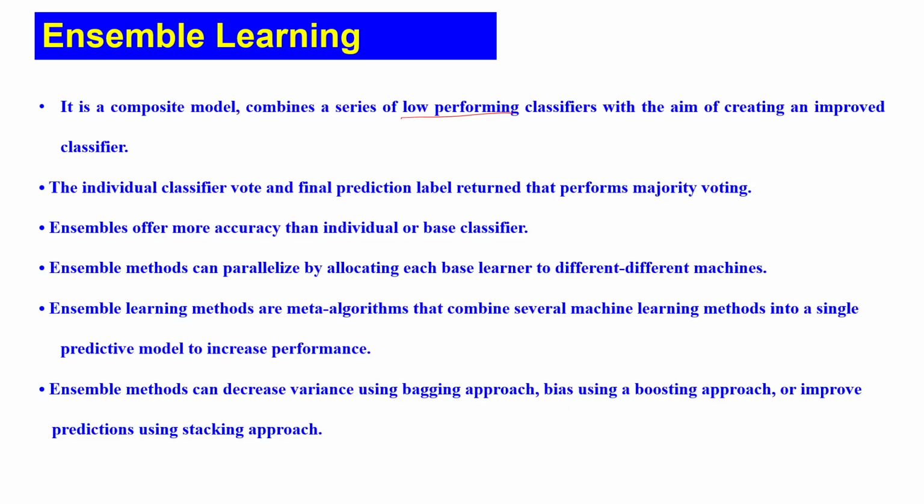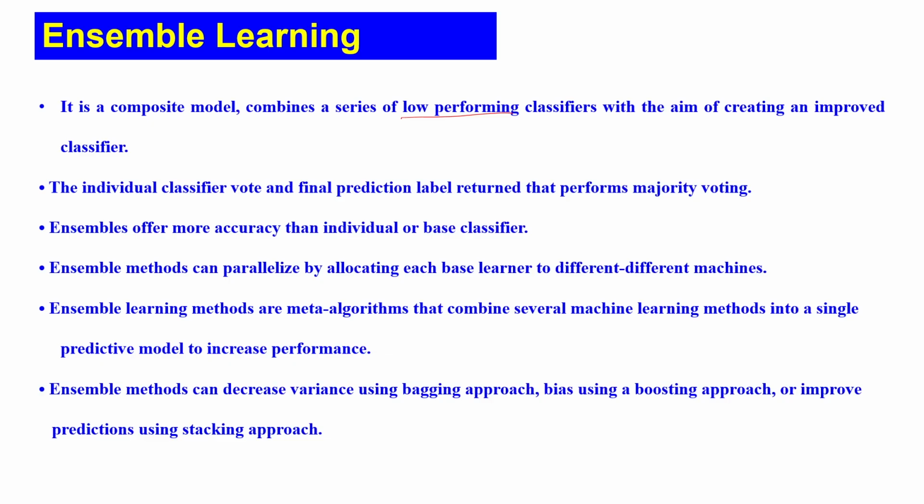In case of homogeneous learning, you simply take the average, very easy, but in case of heterogeneous learning, you have to use a weighted average. That is why the weight factor comes into the picture. You put more importance on some models than others. So, it is basically a composite model which combines a series of low performing models or classifiers, which we already discussed, with the aim of creating an improved model or classifier. That is the main job.